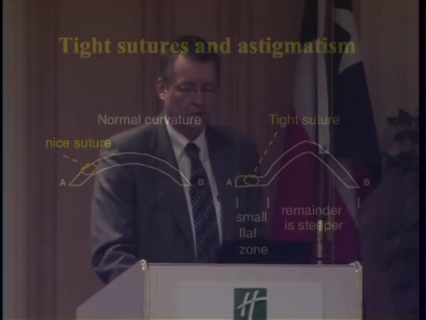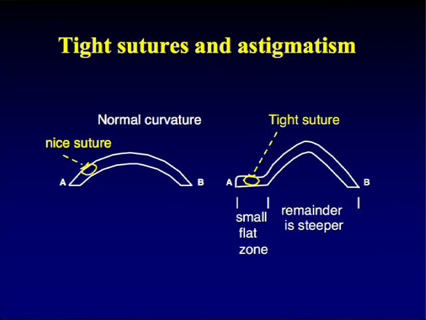So a tight suture does flatten the cornea, but it flattens the cornea where the suture is, and then you get a compensatory steepening of the rest of the cornea. And the compensatory steepening happens over the pupil, and that's the only part that matters for refraction, what's going on over the pupil. So that's why you end up with a steep cornea from a tight suture. You cut the suture, that allows this to steepen, and you get a compensatory flattening in the center.